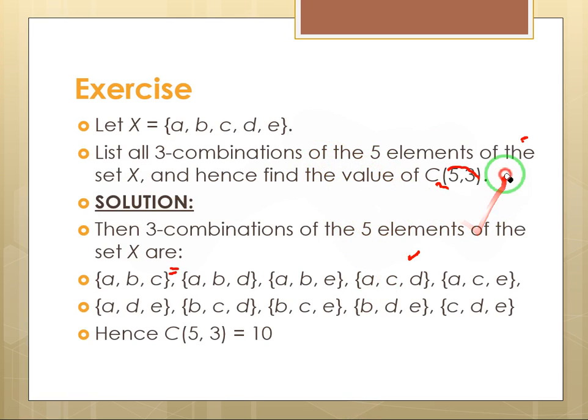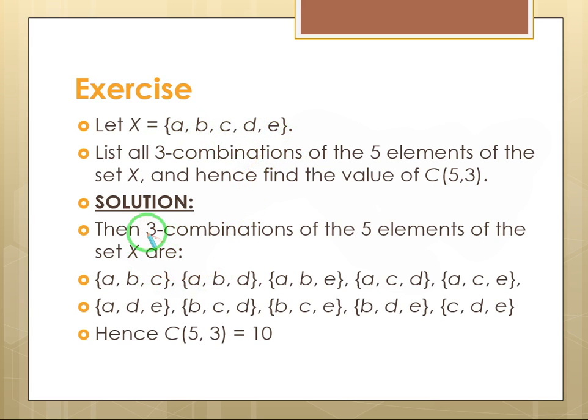Coming to another example, let X be the set {a, b, c, d, e}. List all 3-combinations of the 5 elements of the set X, and hence find the value of 5C3. Here 5 is the total number of elements, and we can select 3. So take 3 selected elements: abc, abd, abe, and so on.